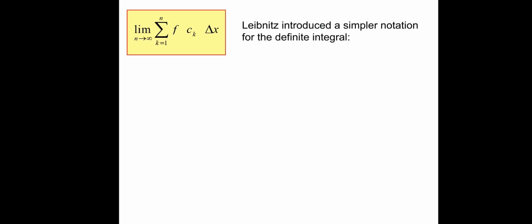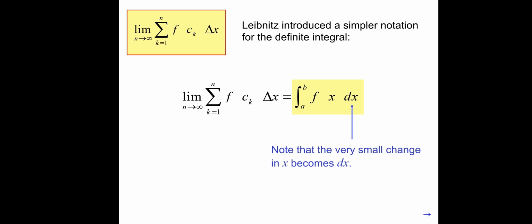Leibniz introduced a simpler notation for the definite integral, from this to this. So f of x dx is the integral of f of x dx from a to b. Note that the very small change in x becomes dx.